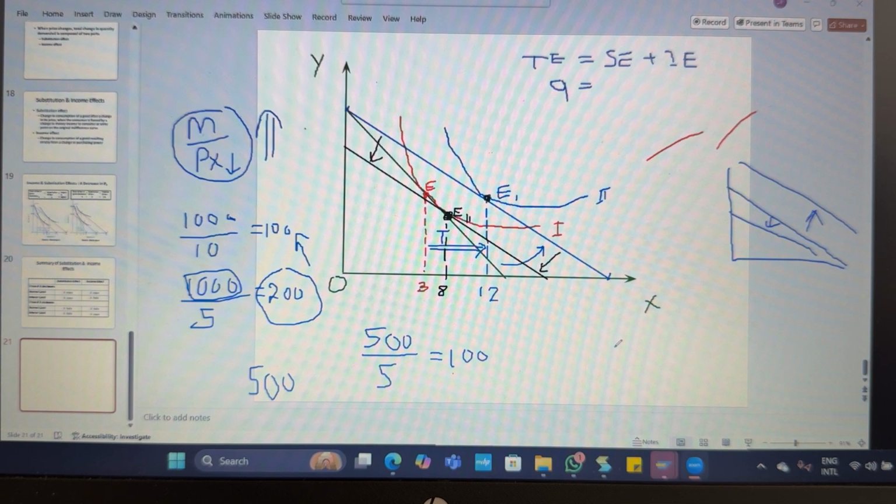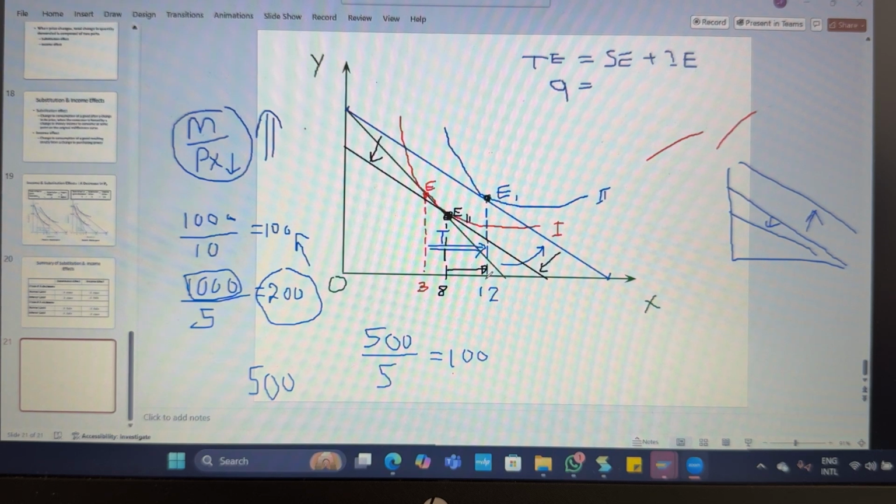At E1, I'm taking 500 again. Again you are moving on to E2. At E2, if I give this money back to you, you move to E1 again. Okay. Now you are realizing that the movement between the point E1 and E2 is totally depending on the amount of money income, right?